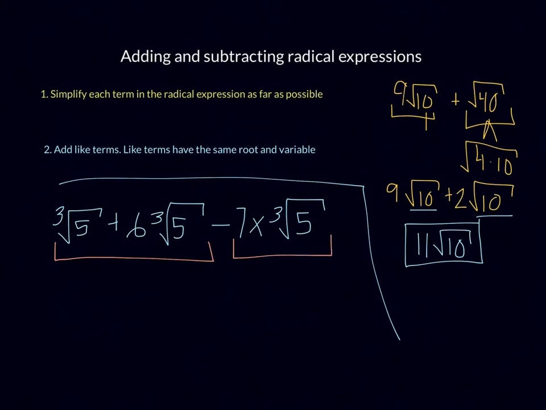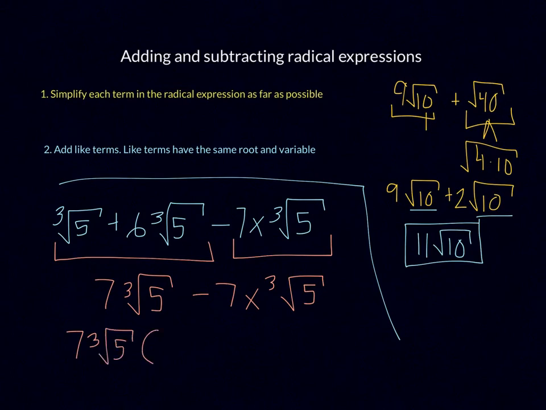So if I have the cube root of 5 plus 6 cube root of 5, I have 7 cube roots of 5. Then I have minus 7x cube root of 5. Okay, one thing that you can do here is we can actually factor out any common factors. So I can factor out a 7 cube root of 5. So we would be left with 1 minus x. And our final answer would be 7 cube root of 5 all times 1 minus x.